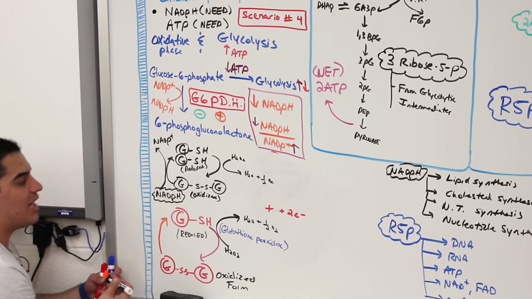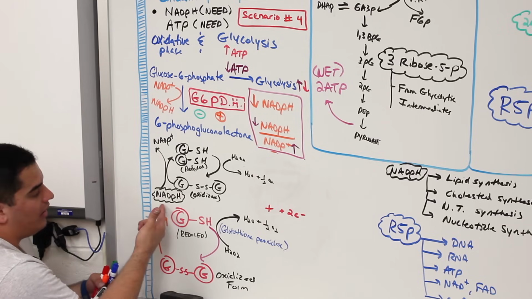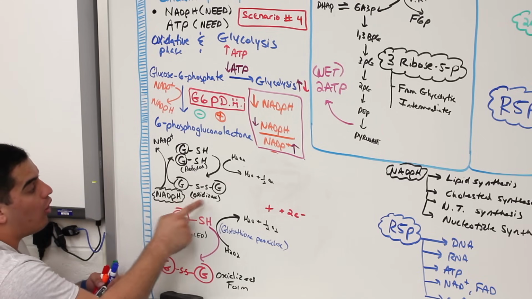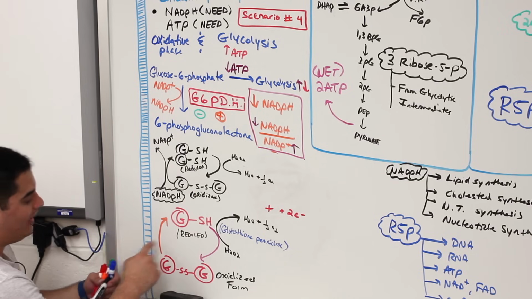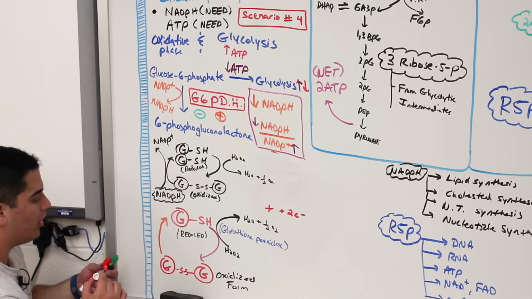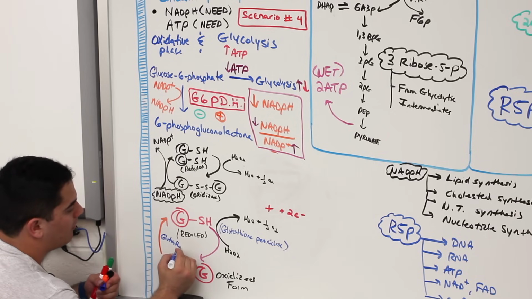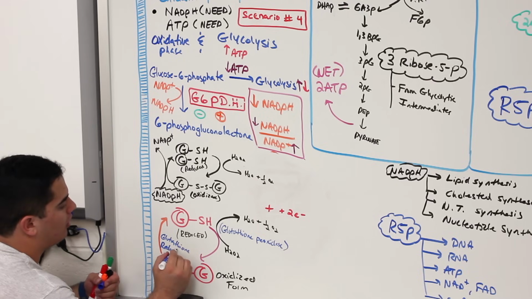Those NADPHs that we're making from the oxidative phase, from the Pentose Phosphate Pathway, right? We're going to use that to drop onto these oxidized glutathiones to convert them back into the reduced form. And the enzyme involved in this step is called Glutathione Reductase, which should make sense because it's reducing the glutathione.